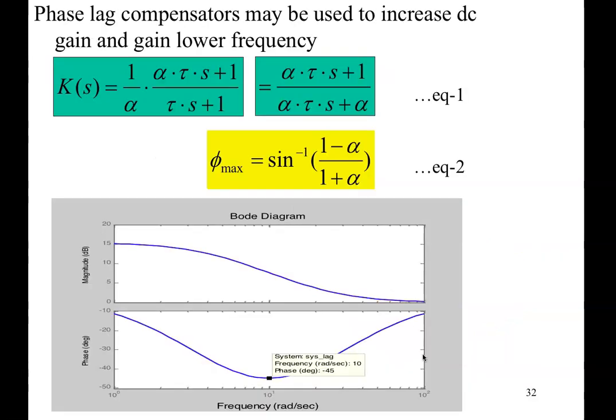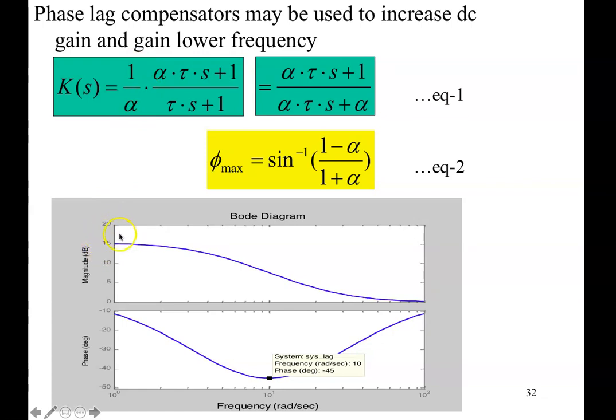What would normally happen for a phase lag is we replace the small k in front of this fraction with 1 over alpha. So if we know how much gain we want, we work out the alpha value to give us the gain as required, and then we move the frequency to a much lower value. We work out the alpha value first, because alpha is smaller than 1, so 1 over alpha would be greater than 1. Greater than 1 will give me a higher gain at lower frequency.